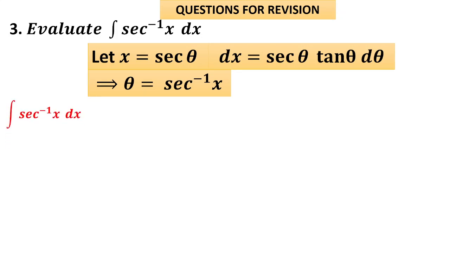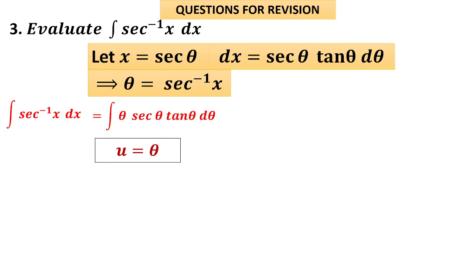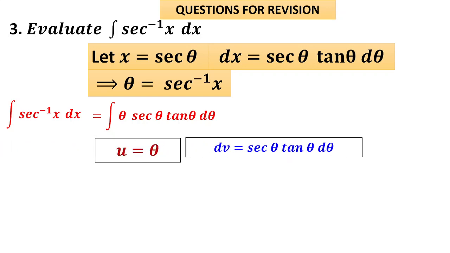For now, secant inverse x dx: for secant inverse x I am putting theta, and for dx I am putting secant theta tan theta d theta. Now this problem can be visualized as a problem with an algebraic function and a trigonometric function. Take u as the algebraic function, that is theta, and dv as the trigonometric function, that is secant theta tan theta d theta. Immediately find du, it is d theta.